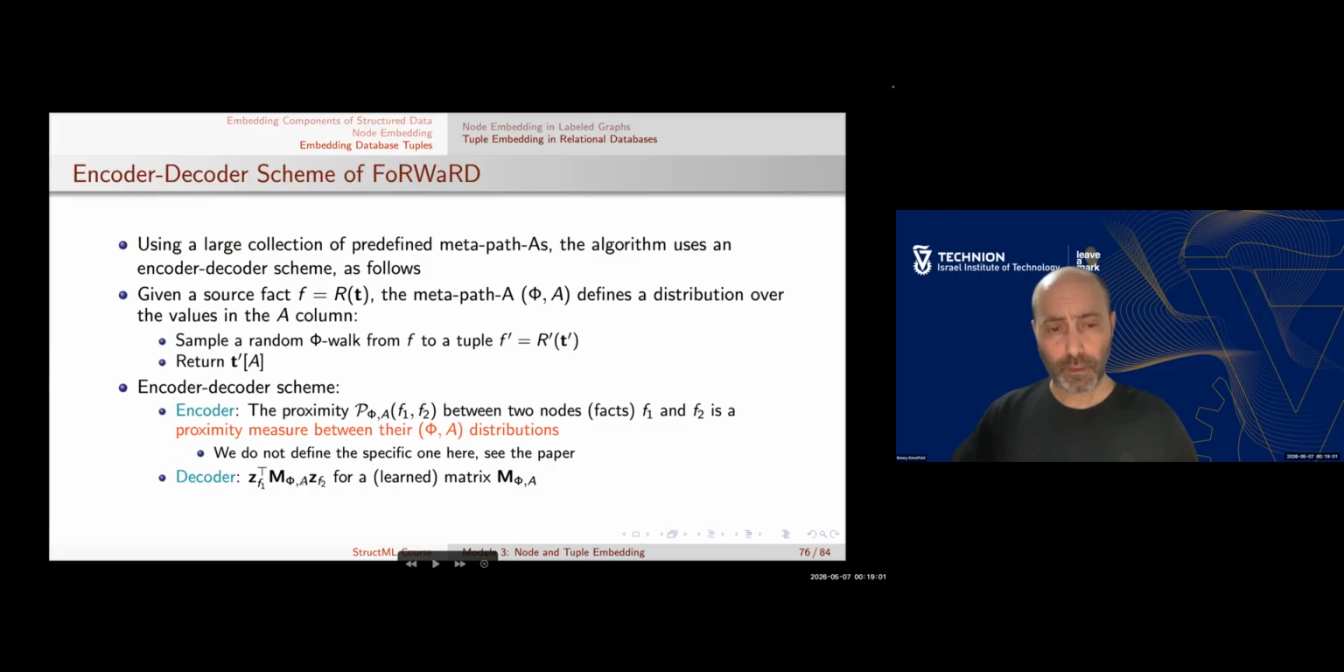Okay, now the decoder is basically the usual one, dot product, with some matrices that give some scaling or some coefficients that are specific to the metapath phi A instance that you are using. But these ZF1 and ZF2 are common.